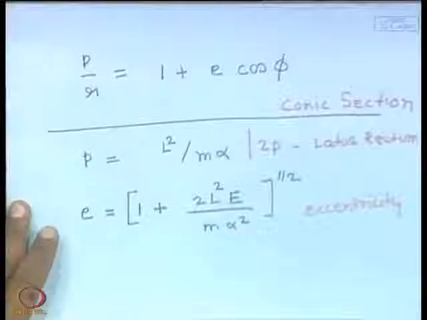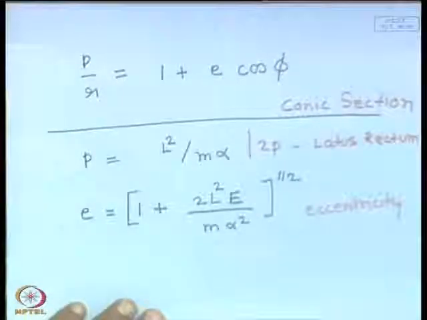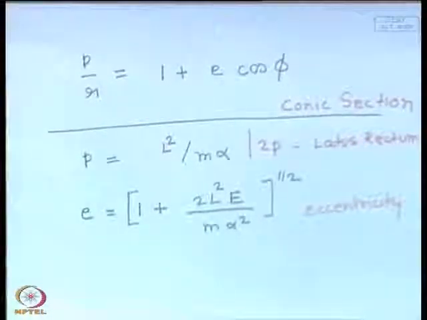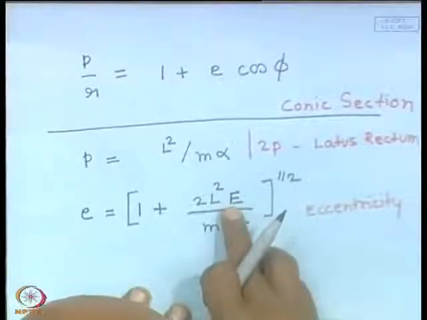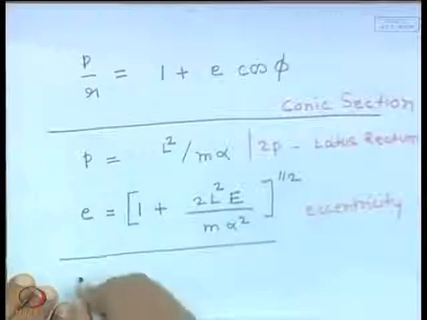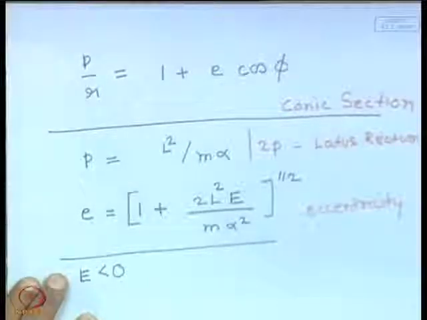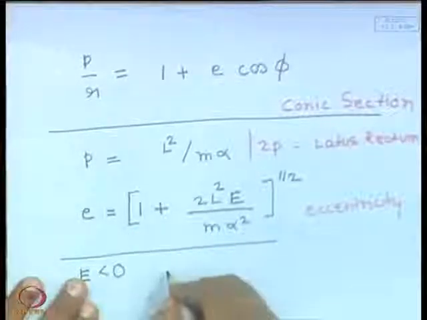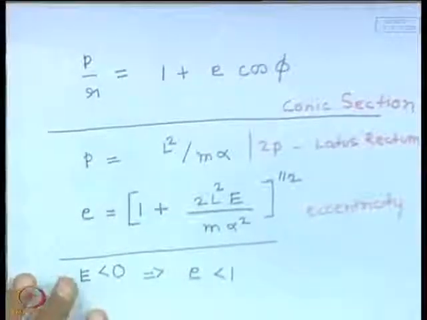Now the first point is that we know that there are three kinds of conic sections: ellipses, parabolas, and hyperbolas. Whether it is an ellipse, a parabola, or a hyperbola is decided by the value of the eccentricity E. Now let us look at this expression for the eccentricity. If the energy is less than 0, then the eccentricity is going to be less than 1, which is an ellipse.